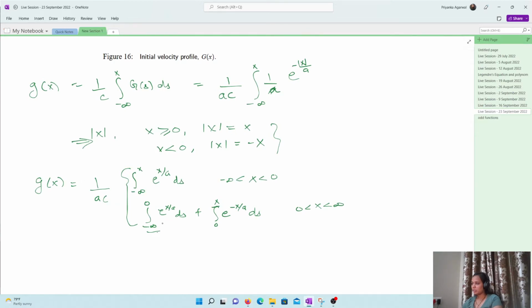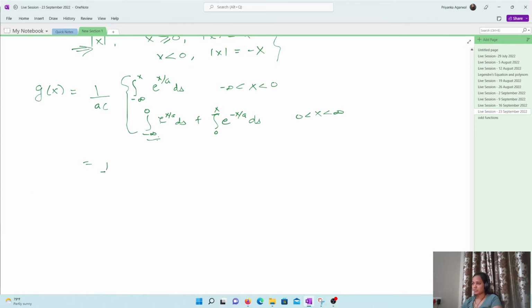Because the limits are minus infinity to x, we break it down. For minus infinity to 0, we get mod x as minus x, so this becomes e to the power x by a. And for 0 to x, for positive x, we have mod x equals x. So therefore this term becomes e to the power minus x by a. Okay.